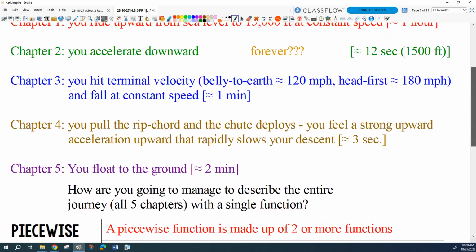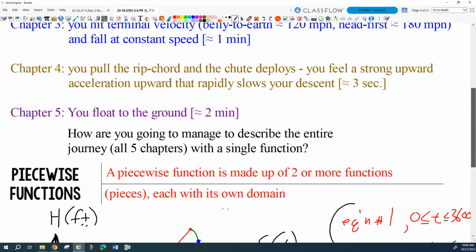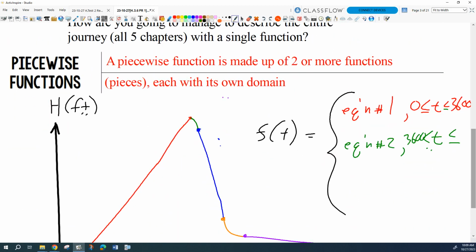And when did it end? After an hour. So we're going clear up. If that's in seconds, that's 3,600. So there's step 1, right? Step 2, we would have equation number 2. And the domain of that would be when t is greater than 3,600 and less than or equal to, how long did that last? 12 seconds, so 3,612, right?